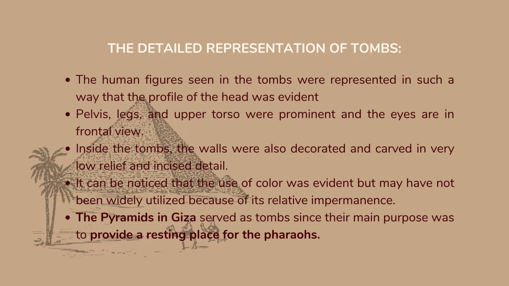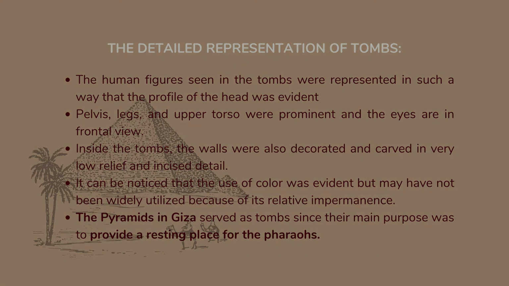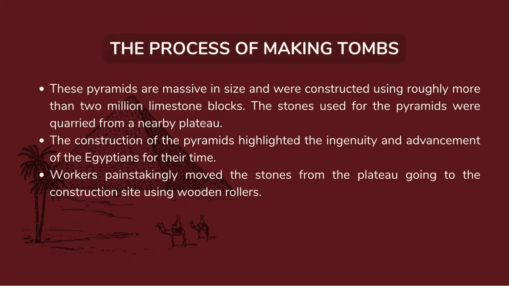An example of a tomb is the pyramids in Giza, which served as tombs since their main purpose was to provide a resting place for the pharaohs. When we say pharaohs, these are the kings in Egypt. These pyramids are massive in size and were constructed using roughly more than 2 million limestone blocks. The stones used for the pyramids were quarried from a nearby plateau. The construction of the pyramids highlighted the ingenuity and advancement of the Egyptians for their time.